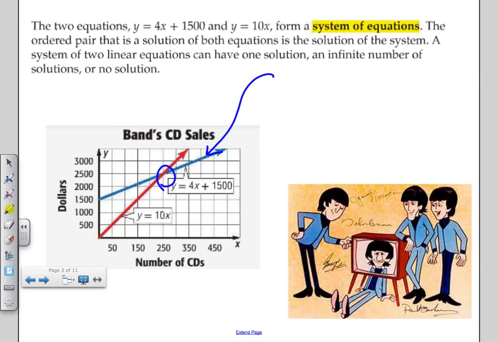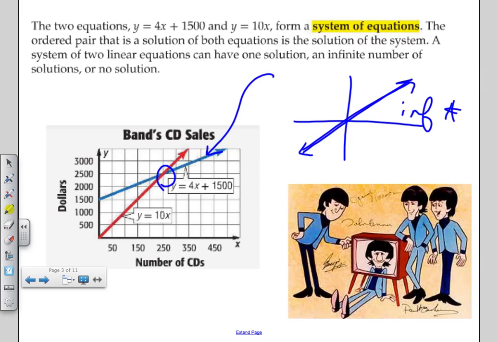And if we graph something and both lines were exactly the same, you can imagine it would be an infinite number of solutions. And if we graph something and the lines were parallel, they would never intersect. There would be no solution.